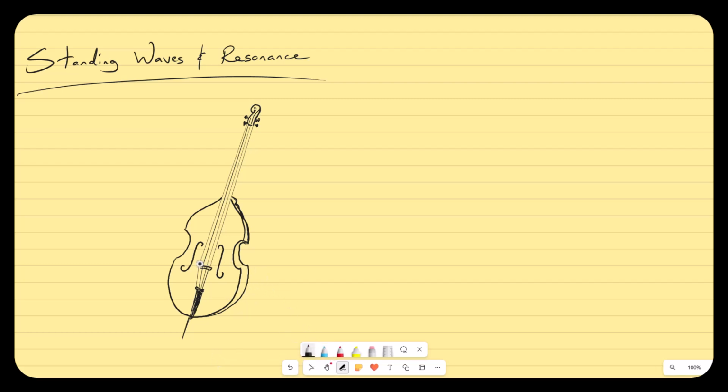Okay, so maybe we've got an upright bass, and now we can look at a couple of different things. We've got these 4 strings on here. This one will be tuned to E1. Second string will be A1. So we'll go E1, A1 will be the second, D2, G2.